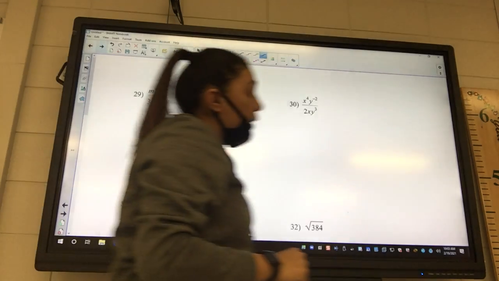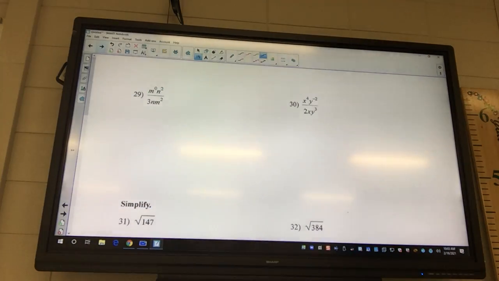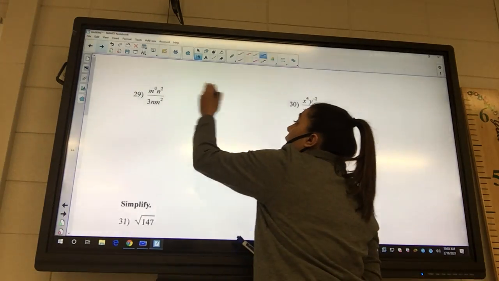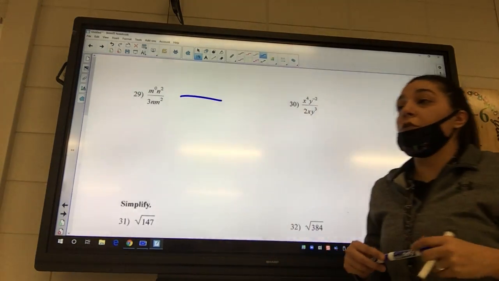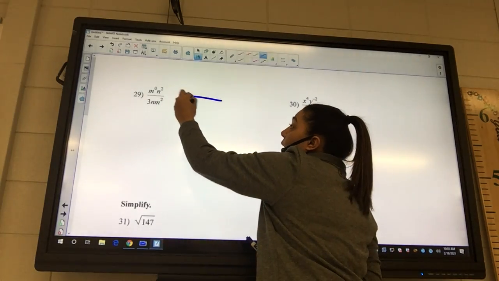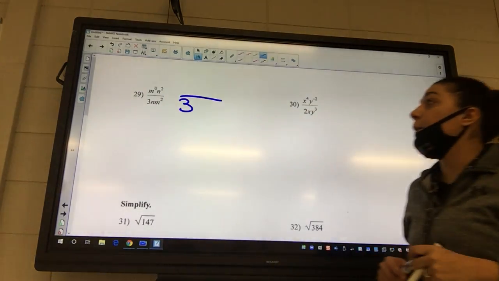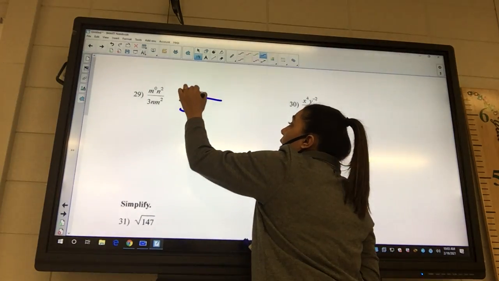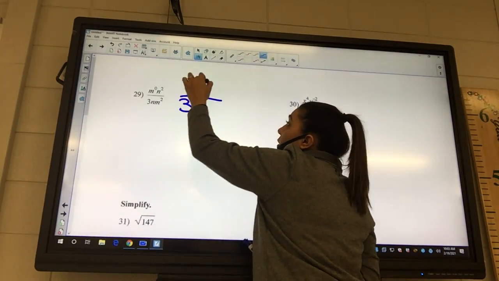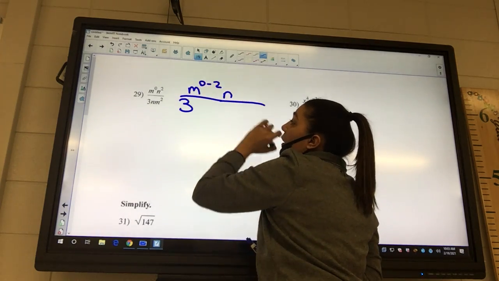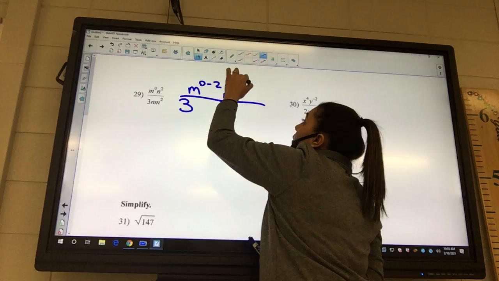Okay, 29. What kind of rule is this? Division rule. Okay, and we do what with the exponents for the division rule? We subtract them, top minus bottom. So you keep all your bigs where they're at. There's a 3 on the bottom. And we subtract the little ones together. So we're going to have m to the 0 minus 2, n to the 2 minus 1.